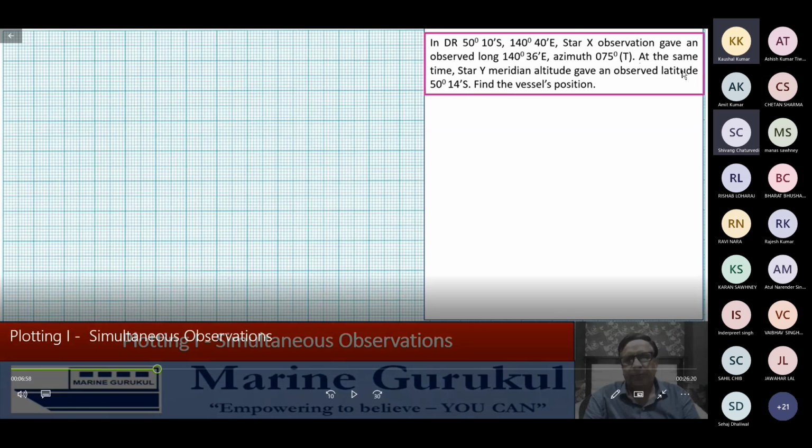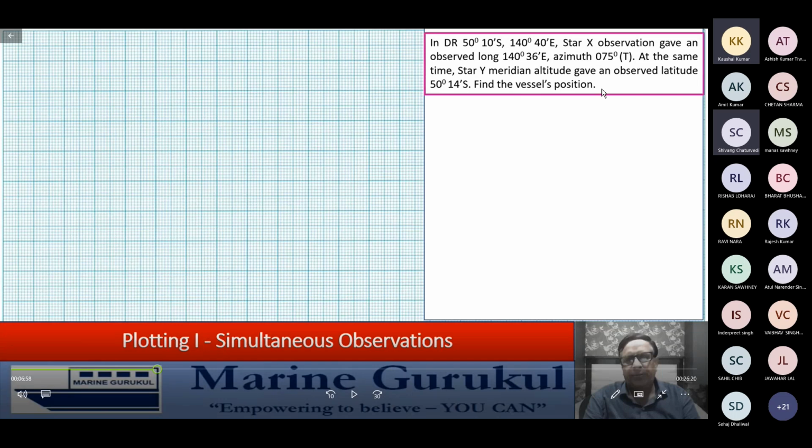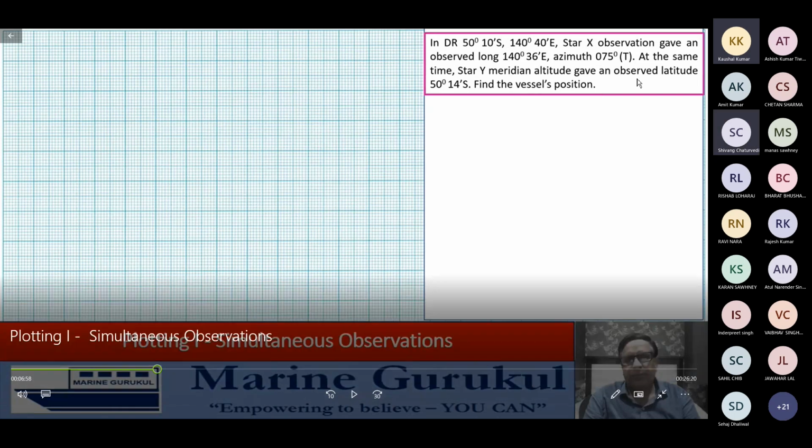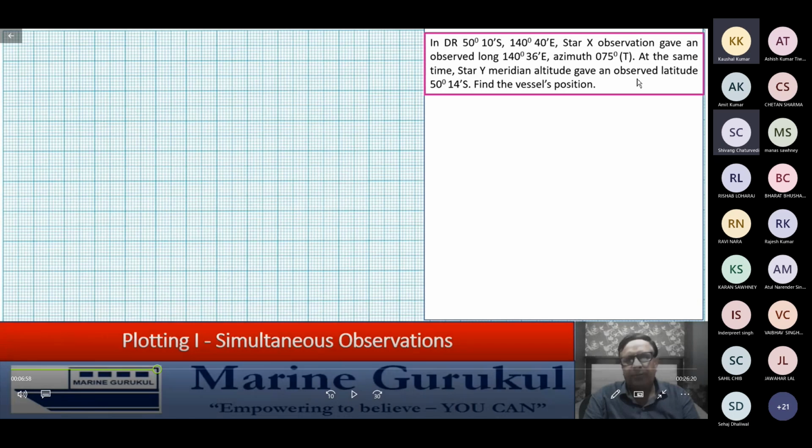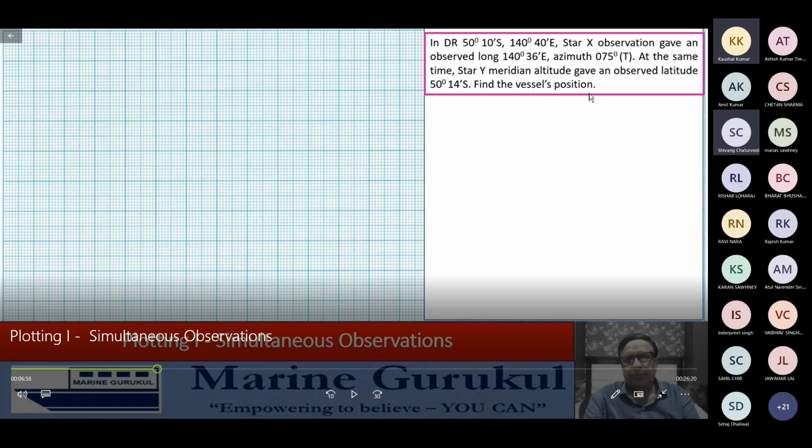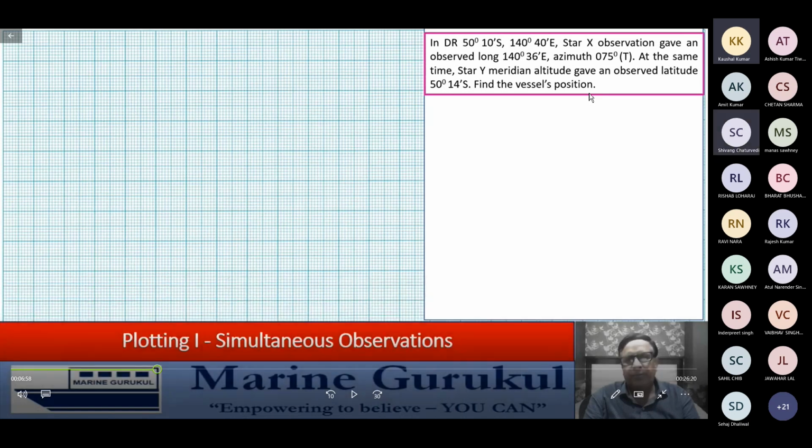Now let's see ahead. At the same time, star Y meridian altitude gave an observed latitude of 50 14 south. So this one is simple. If you have an observed lat from a meridian altitude observation, that latitude is your fixed latitude and that latitude is the PL also. So we need to find the vessel's position now. So any doubt in the question, Beta? Okay, great. Now let us see how do we plot it on the graph or the plain paper.